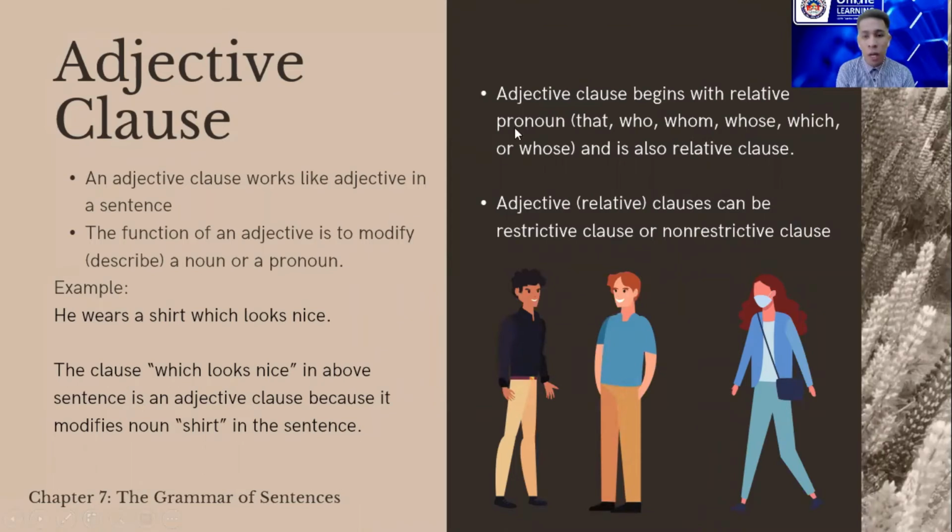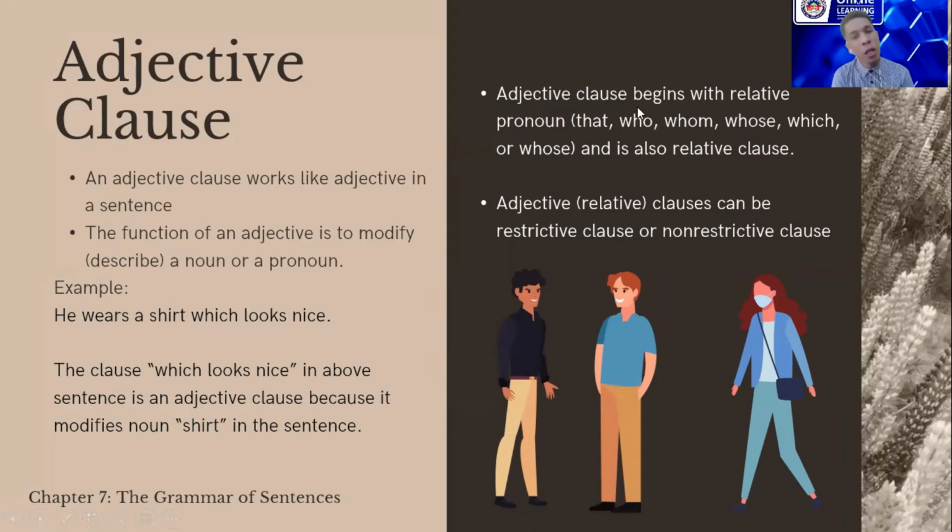Let's take a look at these examples. When you see these relative pronouns: that, who, whom, whose, which, they are under adjective clause. For example, he wears a shirt which looks nice. Which looks nice is already our adjective clause, which we can say is a subordinate or dependent clause. So these are the formula.